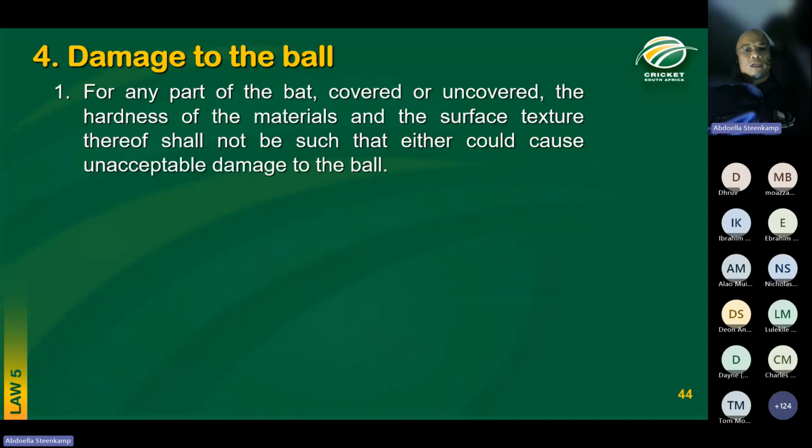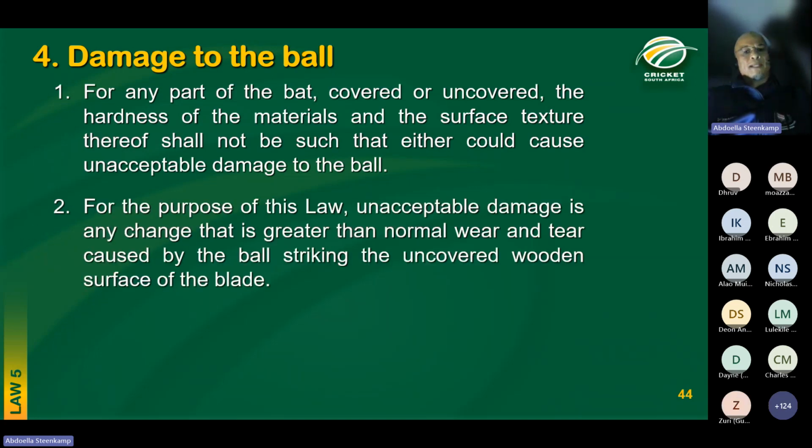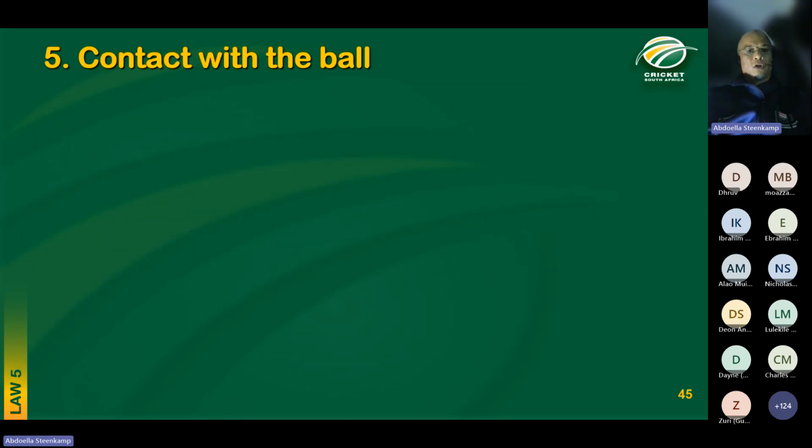When it comes to damage of the ball, for any part of the bat, the hardness of the materials and the surface texture thereof shall not be such that either could cause unacceptable damage to the ball. The law actually defines unacceptable damage. It tells us unacceptable damage is any change that is greater than the normal wear and tear that the ball causes striking the wooden surface of the blade.